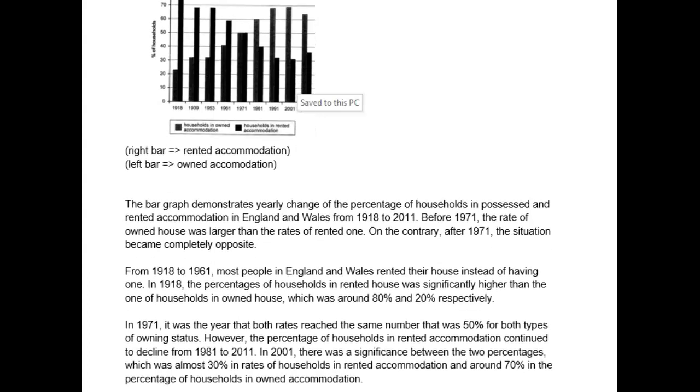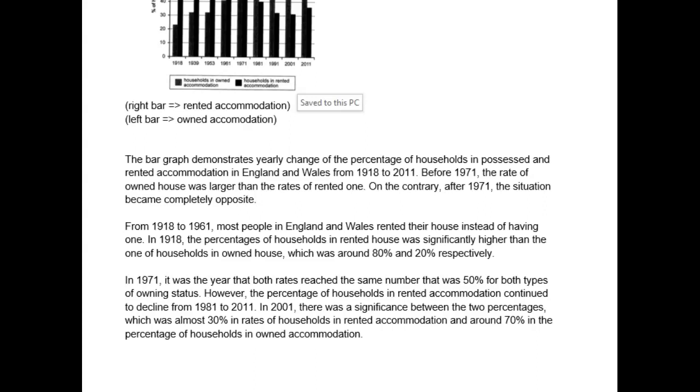Fine. So the bar graph demonstrates yearly change of the percentage of households in possessed and rented accommodation in England and Wales from 1918 to 2011. Before 1971, the rate of owned house was larger than the rates of rented one. On the contrary, after 1971, the situation became completely opposite.